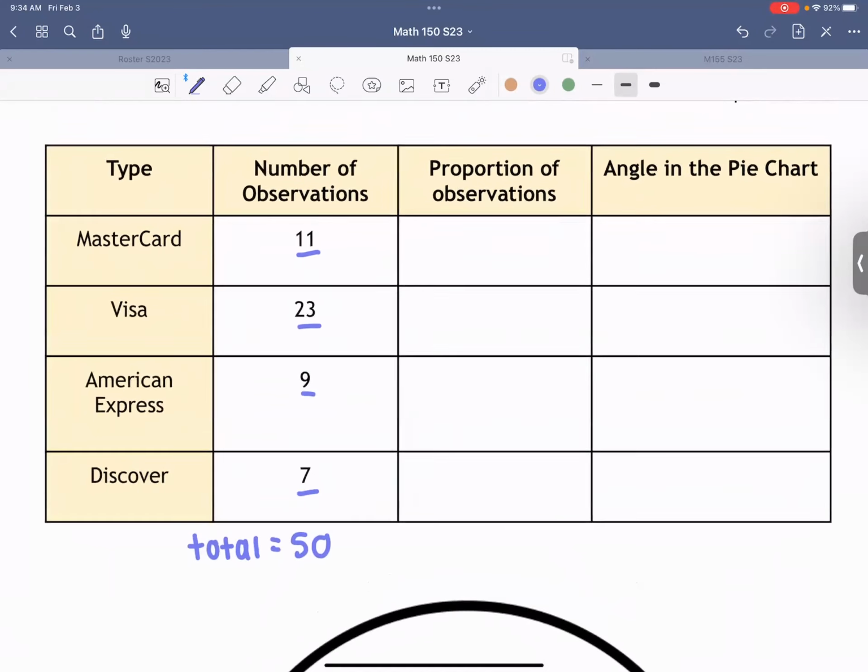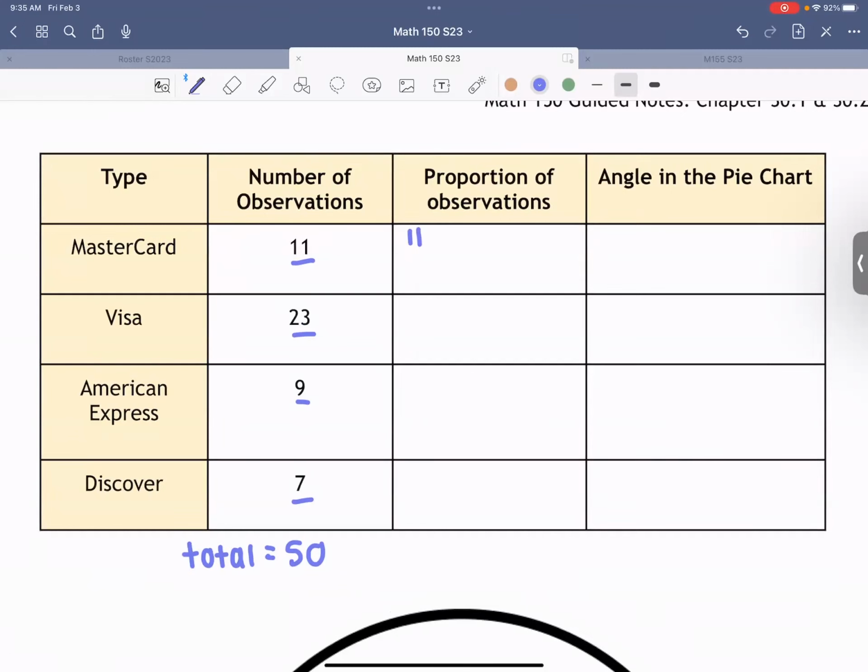Okay, can someone tell me how to find the proportion of observations of MasterCard? So how do we do the proportion of times that we see MasterCard here? It would be 11 divided by 50. Good, right? Because 11 is the number of times we see MasterCard, and then we divide it by the total. So we always divide what we're interested in by the total. Now, you can do this in your calculator. I got 0.22.